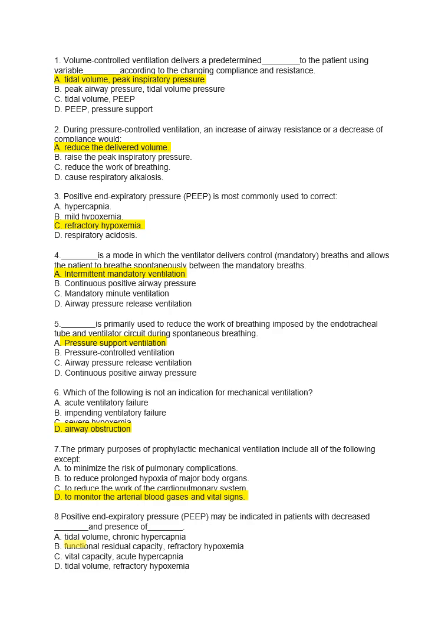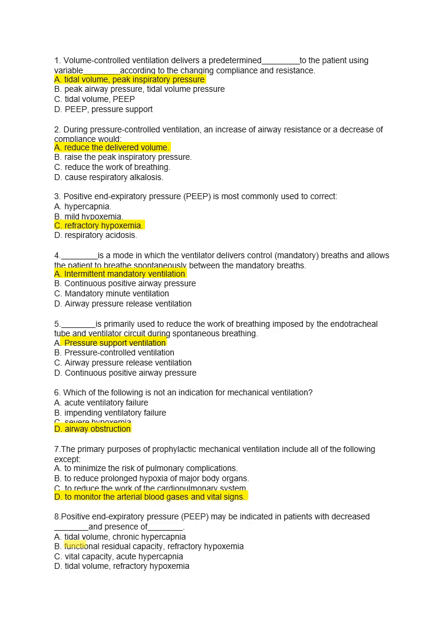Coming to the fifth question. Dash is primarily used to reduce the work of breathing imposed by the endotracheal tube and ventilator circuit during spontaneous breathing. The options are pressure support ventilation, pressure control ventilation, airway pressure release ventilation, and continuous positive airway pressure. So the answer is pressure support ventilation. In pressure support ventilation, basically it is a spontaneous mode of ventilation and all the breaths are patient triggered, and the pressure support provided will help to overcome the resistance provided by the ET tube and the ventilator circuit.